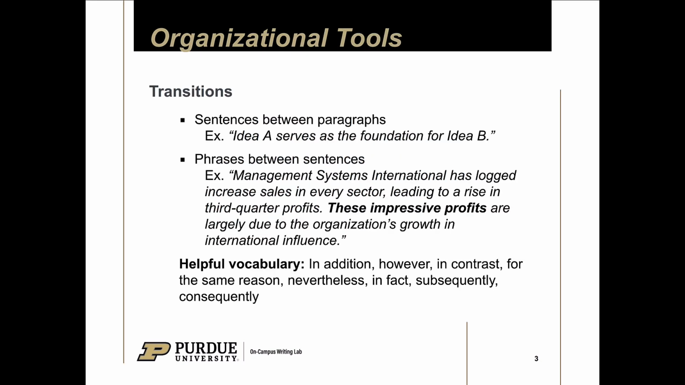The first organizational tool you can use is transitions. Transitions help you to move smoothly between ideas and identify how information is related. To move between paragraphs, you can use a transition sentence at the start of a paragraph to show how main ideas are connected. This can be particularly helpful if you feel like you're making an abrupt transition, or you want to clarify an important relationship between ideas.